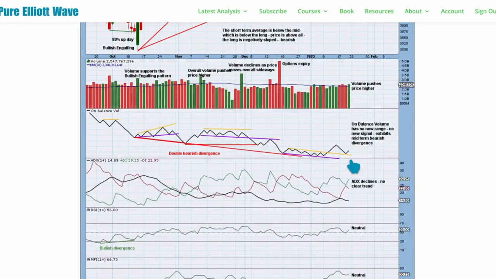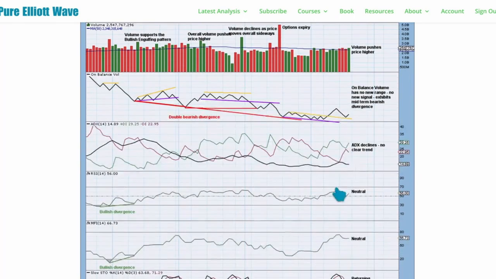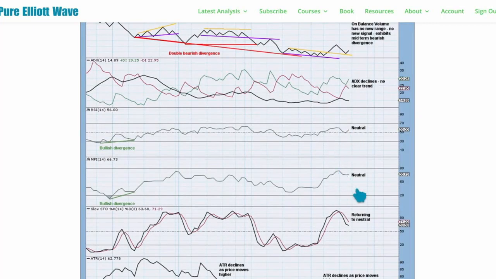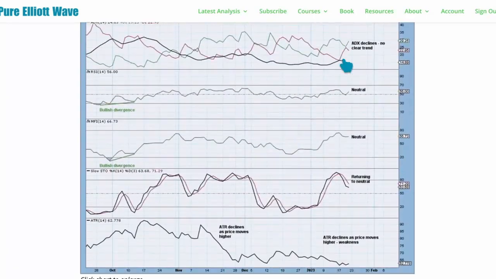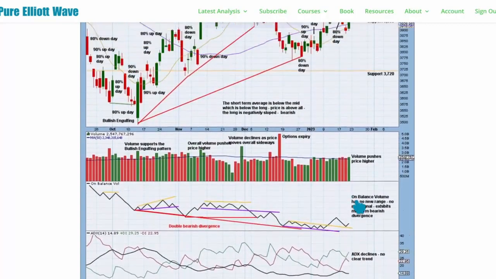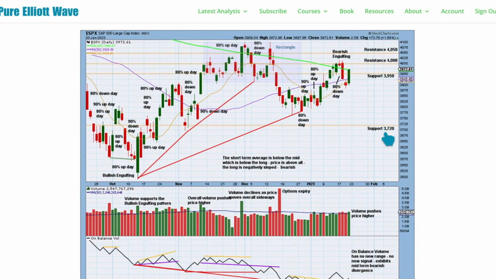On balance volume has no new range, no new signal on Friday. ADX is declining at this time frame, no clear trend. RSI, money flow and stochastics all neutral. Stochastics reaching oversold here. Price just falling a little bit short of support. Price moving up to resistance. Stochastics reached up into overbought. Now it's returning neutral. If price is still consolidating, it's reasonable to expect a downward swing to support about 3,720.